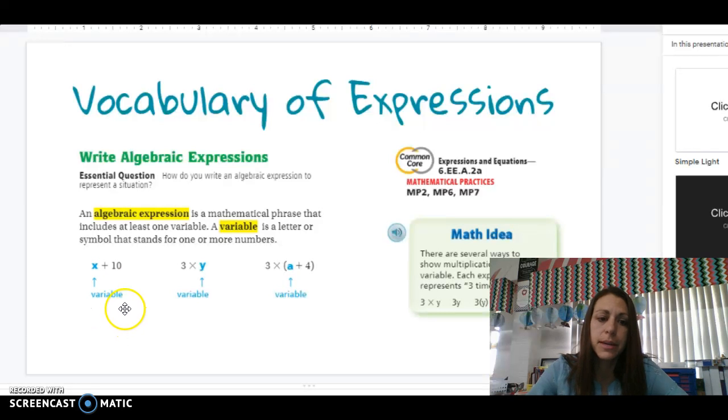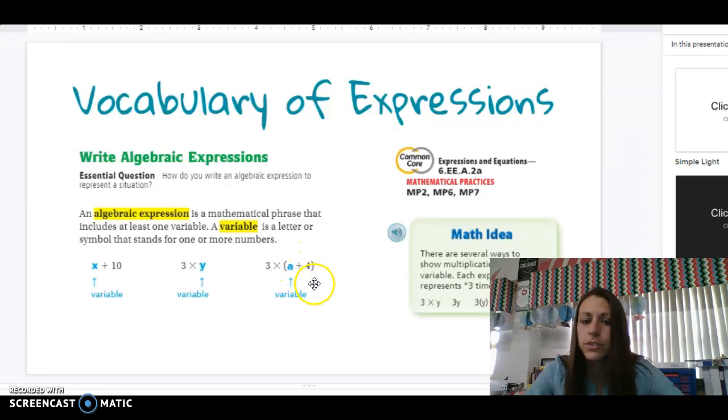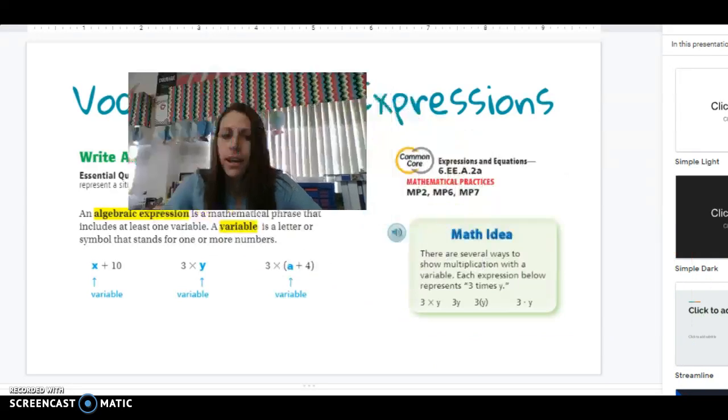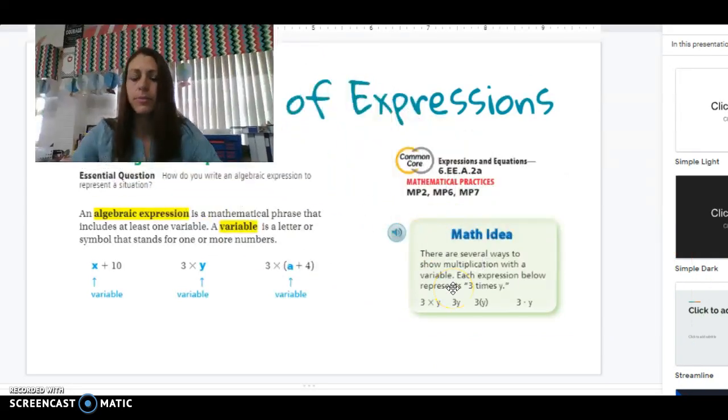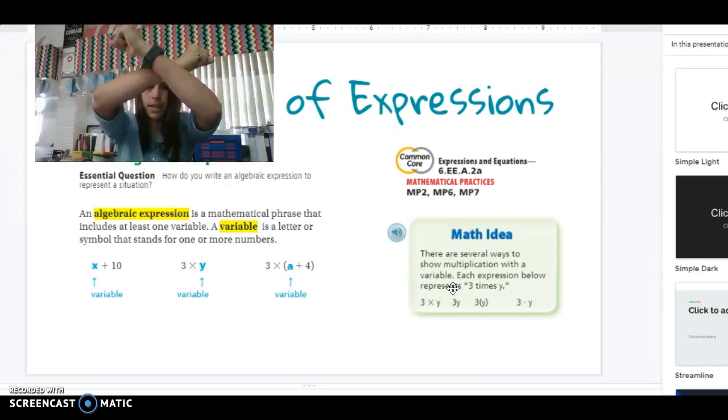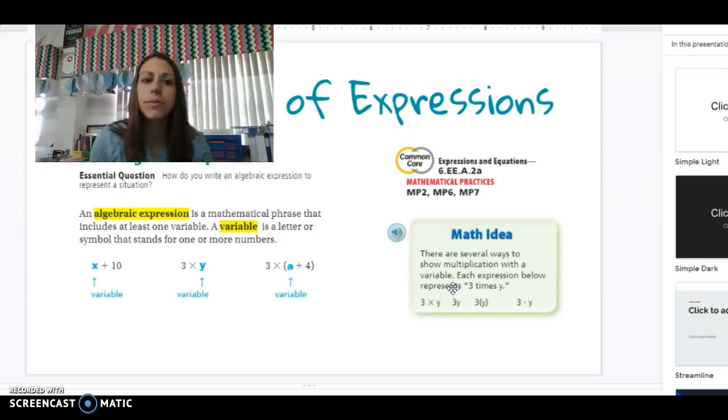So here are some examples. We have x plus 10, so x is the variable. 3 times y, y is the variable. 3x, and we're taking that times a plus 4, so a is our variable. Now, we've talked about it in the past that there are many ways to write multiplication, and we usually use the x. But we learned when we're working with fractions that we do copy dot flip, and that dot is multiplication. So remember that dot is multiplication.